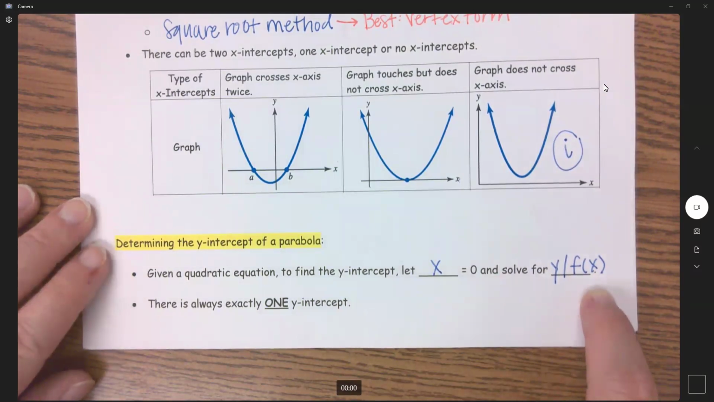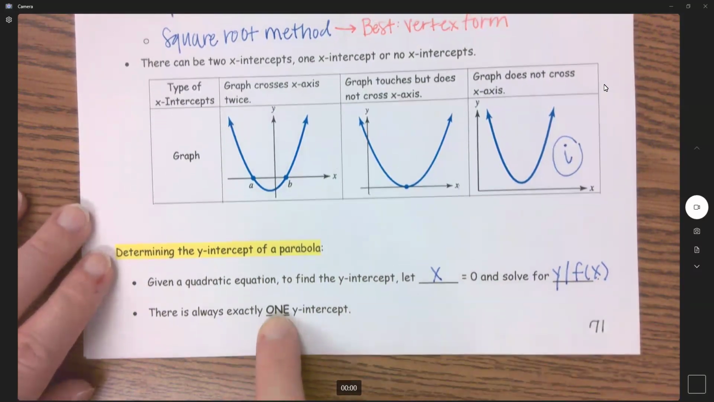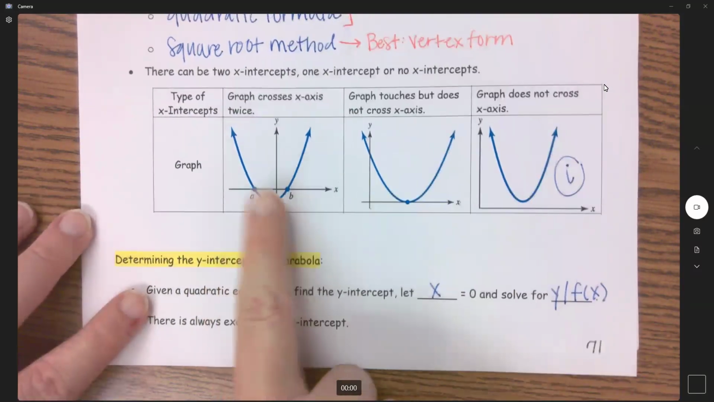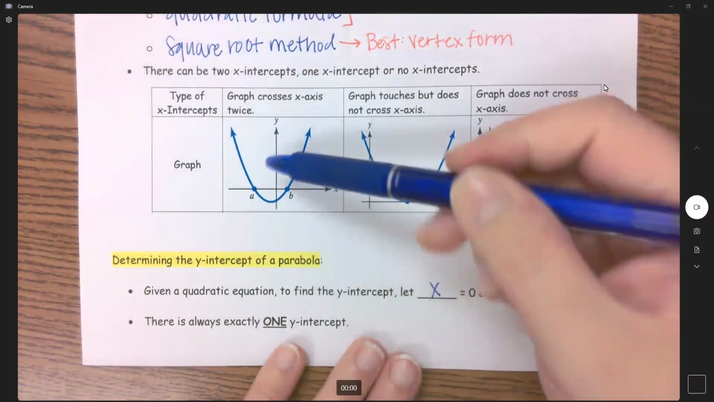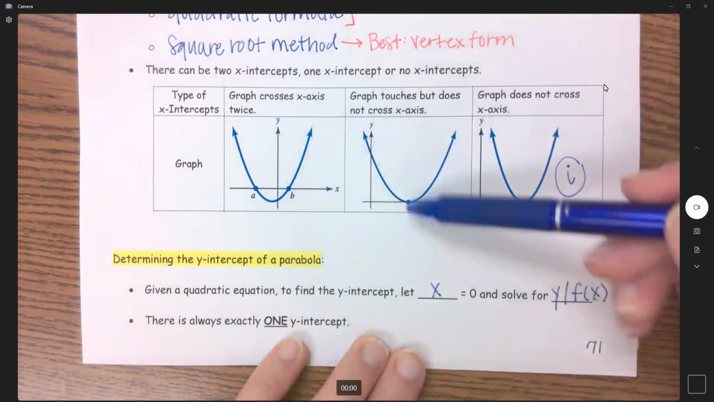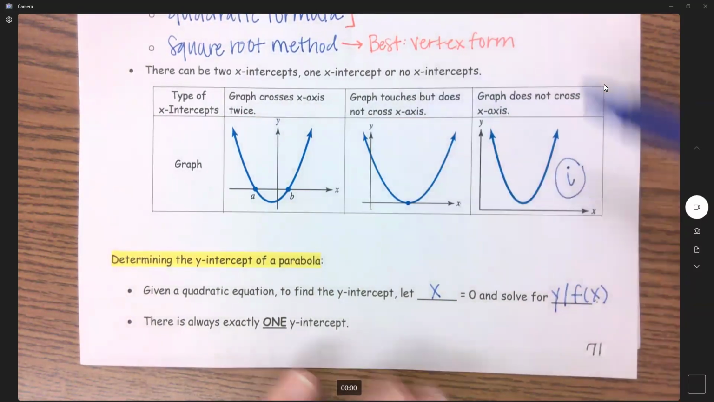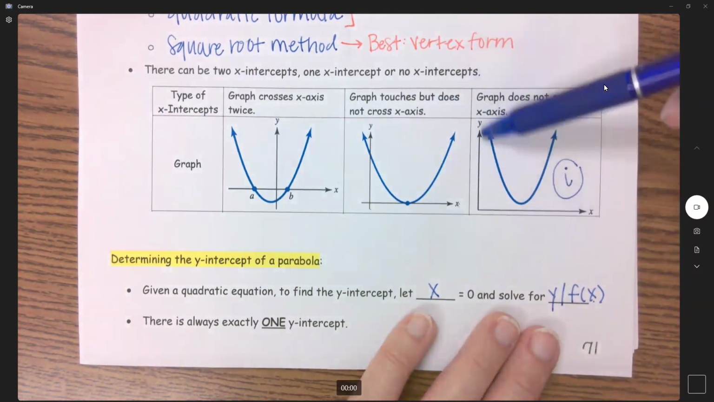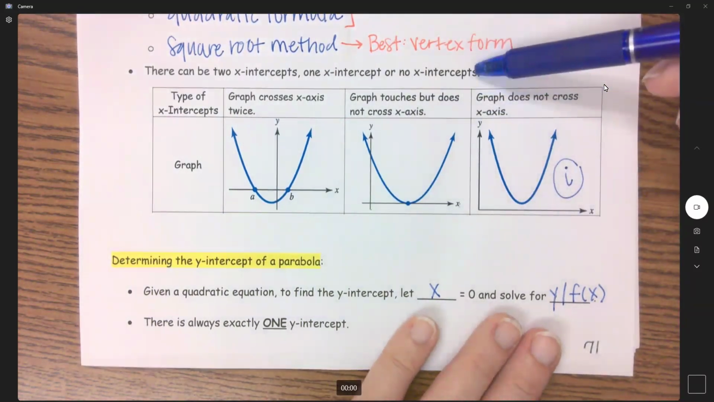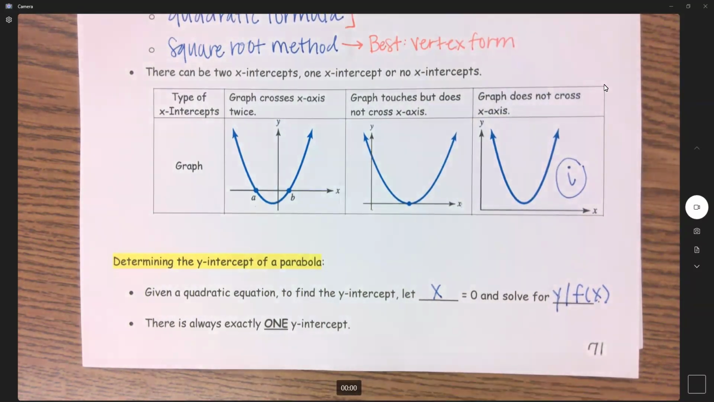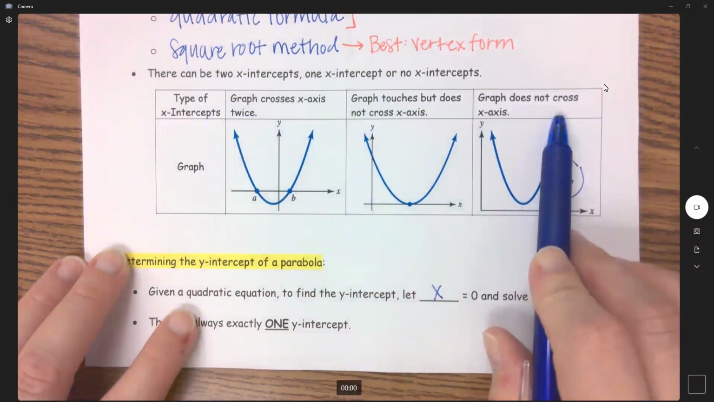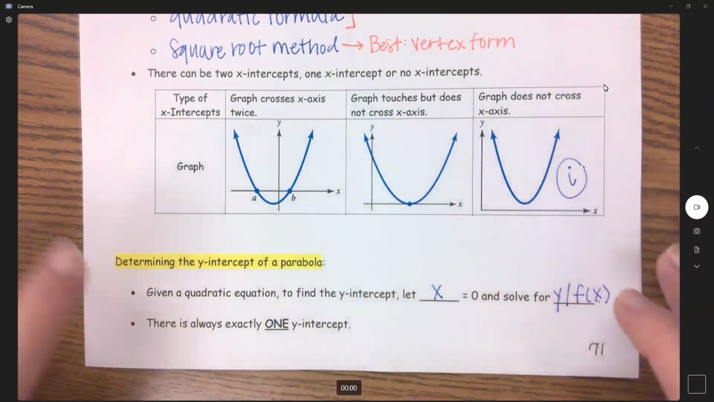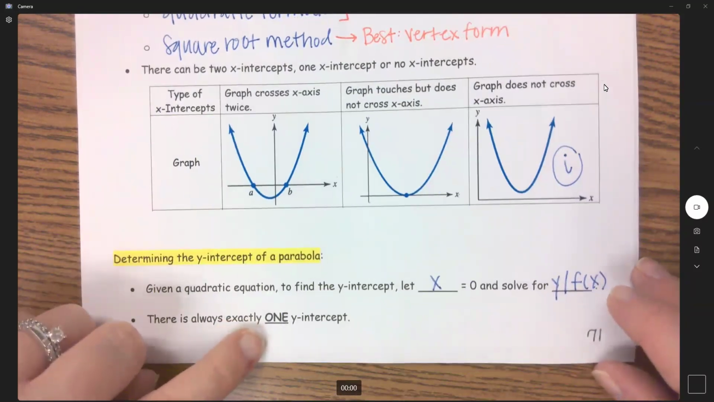Because we're talking about functions here, there will be exactly one y-intercept on every single graph, whether it has 2, 1, or none x-intercepts. So here you can see it's crossing that y-axis. Here, it's crossing over here. This one, if this line went up and this graph went up, it would eventually cross that y-intercept. So it does not matter if it's concave up, concave down, does not matter how many x-intercepts it has, whether it's none, 1, or 2, it will always, always, always have one y-intercept.